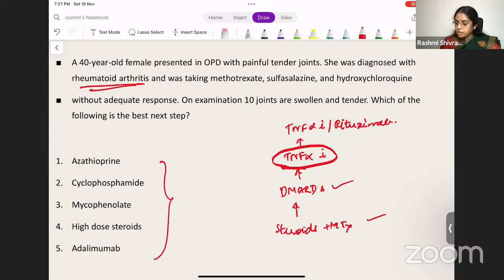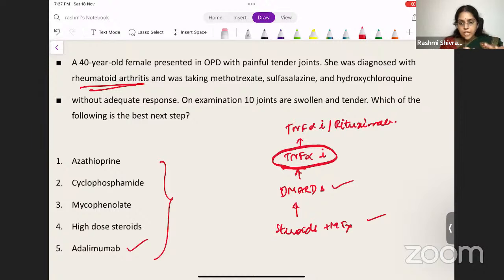Yes, monoclonal antibody. Which is the TNF alpha inhibitor among this? It is adalimumab. It is a TNF alpha agent inhibitor. It is given subcutaneously. There is a risk of infections along with this. And with all TNF alpha agents, you have a risk of lupus flare.